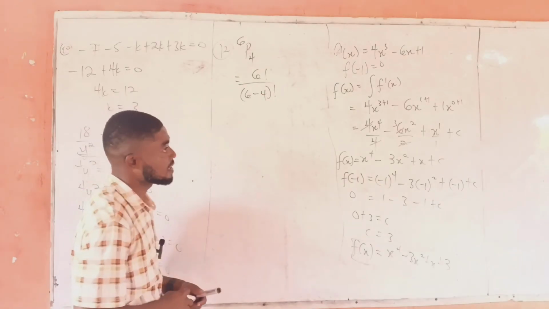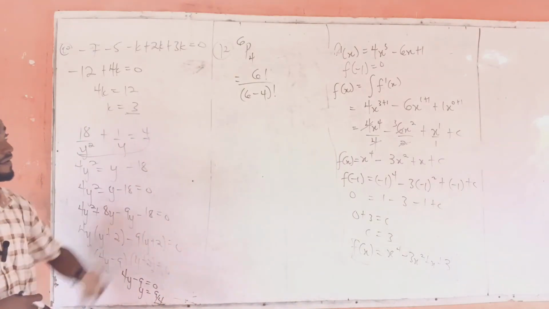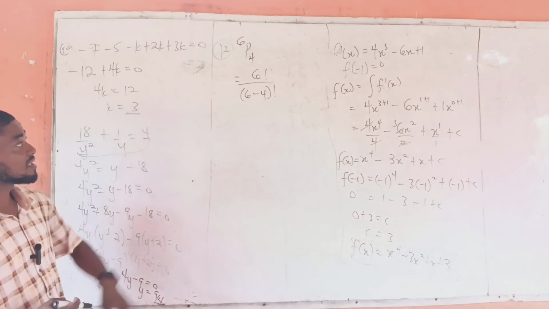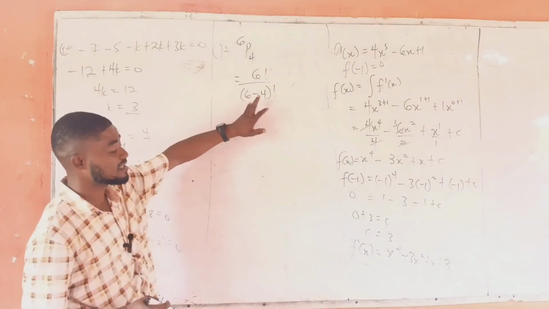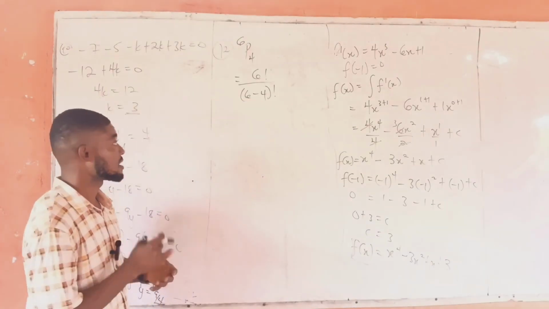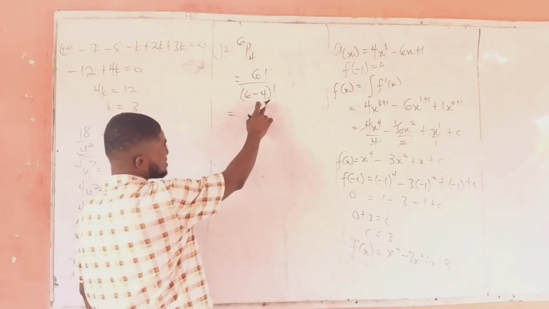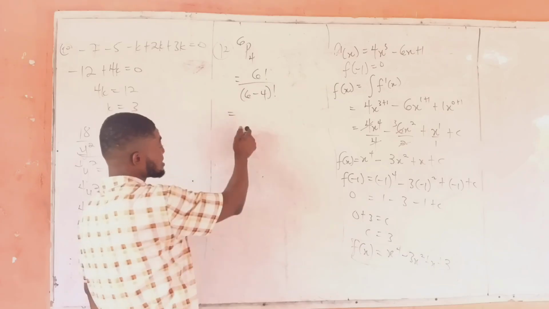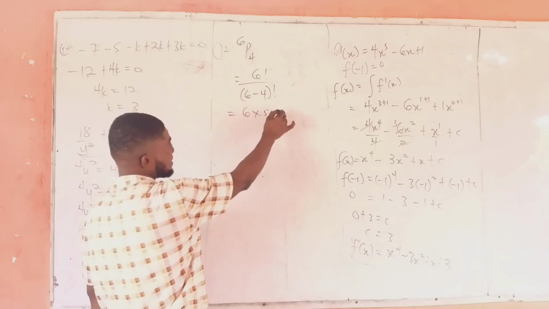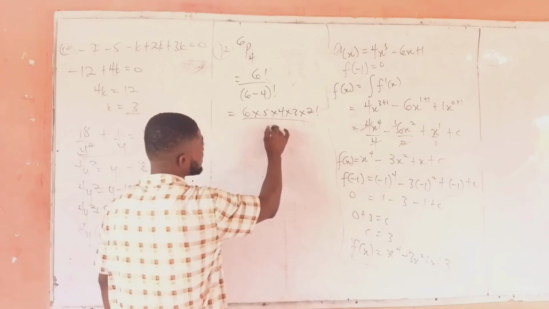So we established yesterday that the difference between combination and permutation is just that if this were combination, you would see the 4 factorial over here. That is the only difference. Now 6 factorial against 2 factorial. So this can be written as 6 times 5 times 4 times 3 times 2 factorial all over 2 factorial.